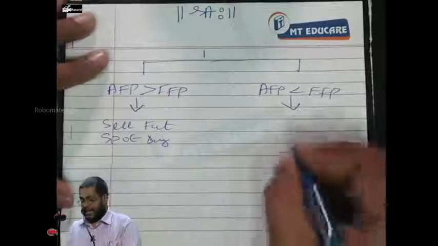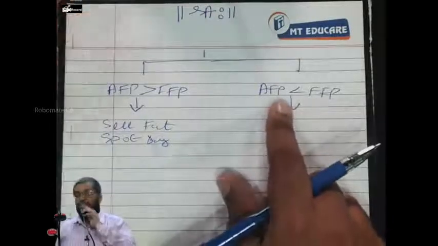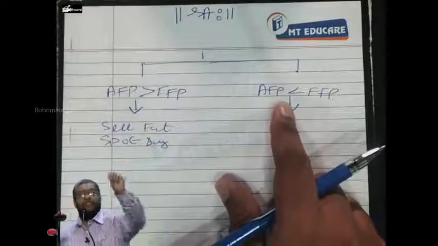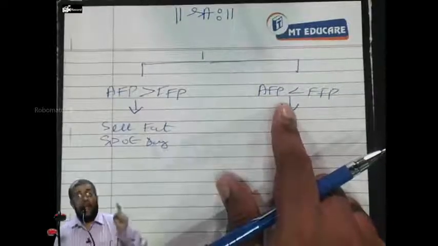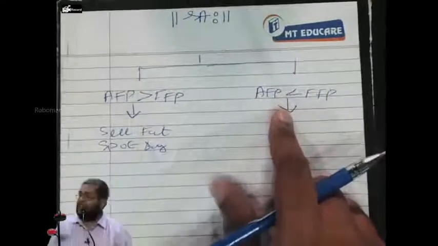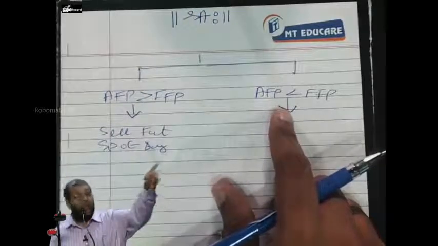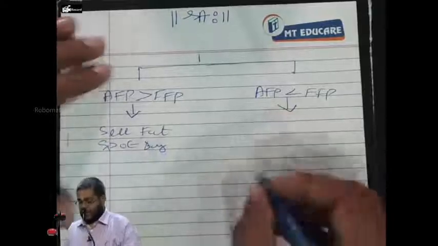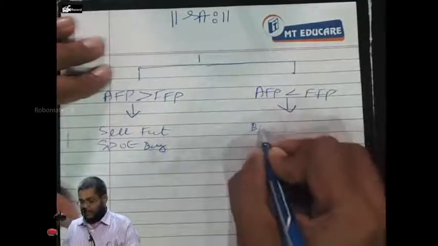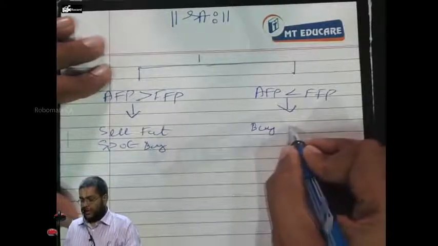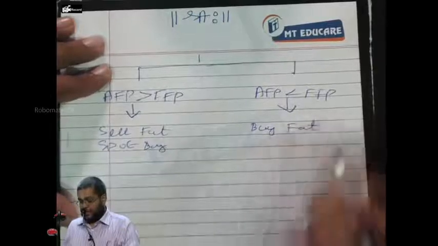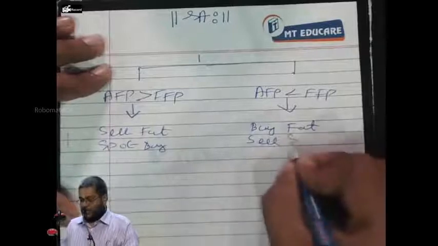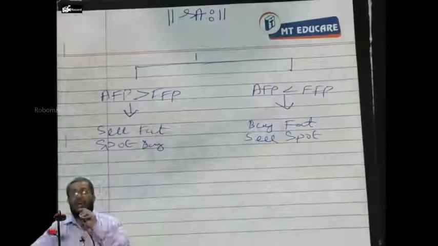Now, come to the second case. Futures price is actually less than what it should be. The futures market is underpricing the gold. So buy the gold in the futures market, and short sell the gold today in the spot market. In that case, I am going to buy gold in the futures market and short sell in the spot market. This is the other strategy.